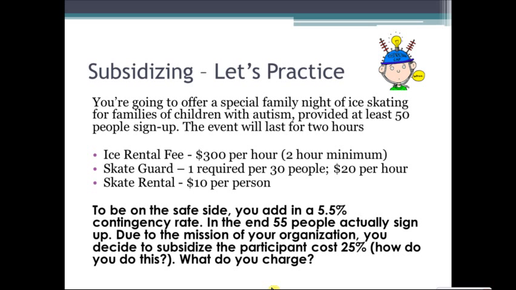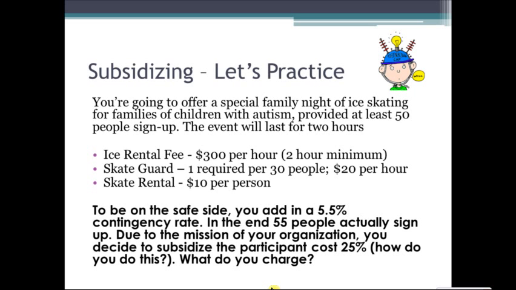You are going to offer a special family night of ice skating for families of children with autism, provided at least 50 people sign up. Now, if you're doing this problem, what you would ideally want to do is, as you come to each relevant piece of information, write that down as you come to it. I'm going to shortcut this and read it all through, and then we're going to write it down simply because I think that's a little easier to show you on video. But if you were actually doing it for yourself, I would recommend writing things down as you come to them. Okay, so at least 50 people sign up.